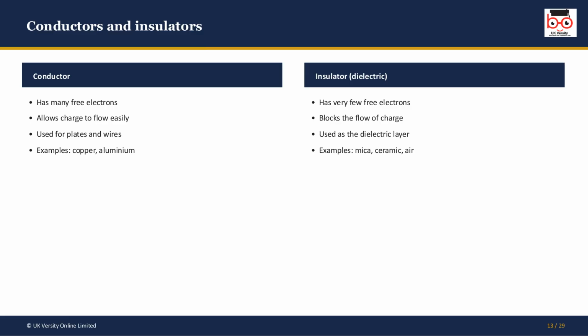It's worth contrasting conductors and insulators. A conductor has plenty of free electrons, so charge flows through it easily, which is why we use materials like copper and aluminium for plates and wires. An insulator, or dielectric, has very few free electrons and so blocks the flow of charge, which is exactly what we want for the layer between the plates, using materials like mica, ceramic, or simply air.